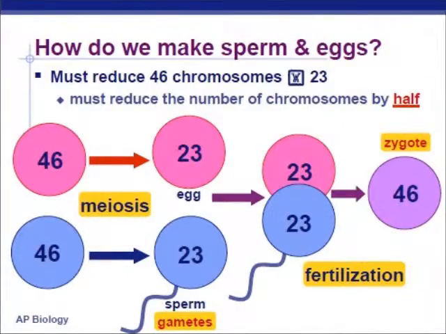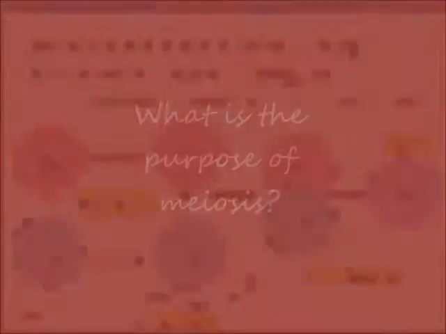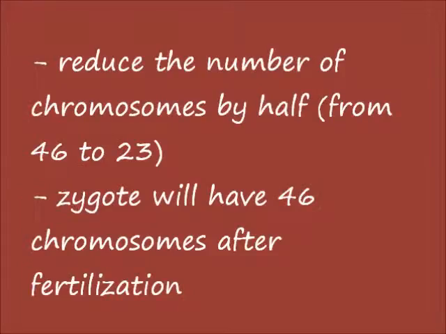The human body reproduces by creating gametes through meiosis. The purpose of meiosis is to reduce the number of chromosomes in each gamete to 23. When an egg and a sperm fertilize, the resulting zygote will have the complete set of 46 chromosomes. Now let's go over the stages of meiosis.